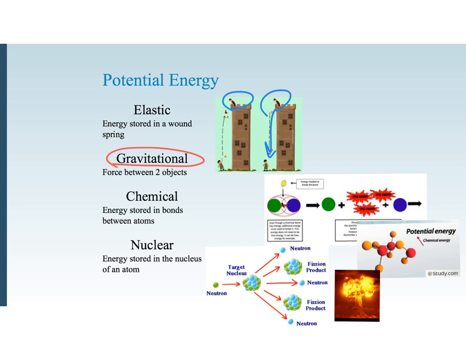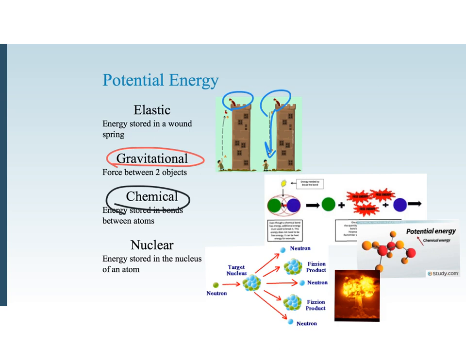All right, the third type of potential energy is what we're going to spend a lot of time on this year, and it is called chemical potential energy. Chemical potential energy is energy stored in bonds between atoms. A classic example of stored chemical energy is burning something, right?